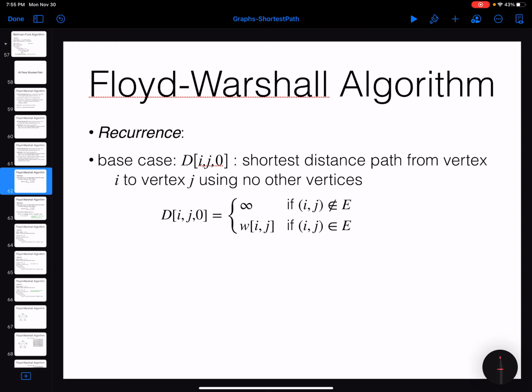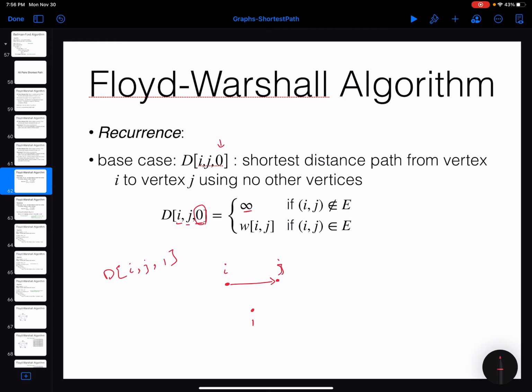The base case for this recurrence relation is D of I, J, and 0, where you are not using any other nodes as intermediate nodes. So D of I, J, and 0 will be equal to infinity if there is no edge between I and J. But if there is an edge between I and J, 0 tells you that you are not allowed to use any other node to reach from I to J. If this is 1, for example, D of I, J, and 1, it tells you that you can only use one node, and that node is going to be node number 1. You are not allowed to use any other node.